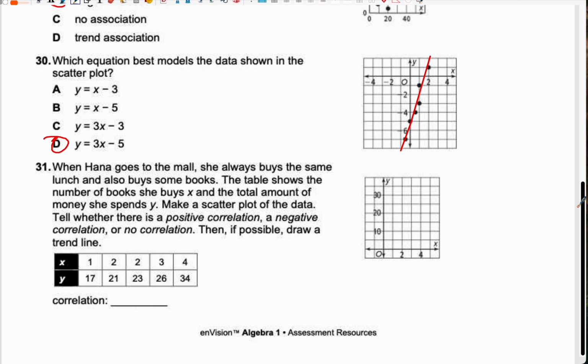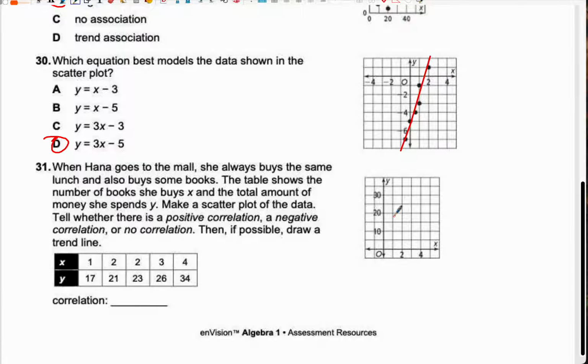Hannah goes to the mall. She buys the same lunch and also buys the same books. The table shows the number of books she buys, X, and the total amount of money she spends, Y. Make a scatter plot of the data. Tell whether there's a positive correlation, negative correlation, or no correlation. Then, if possible, draw a trend line. If possible. Of course we can draw a trend line. We're wizards.